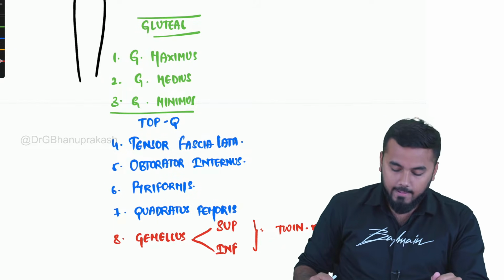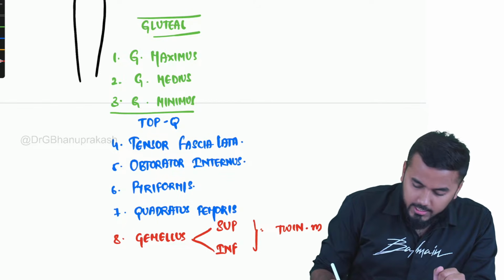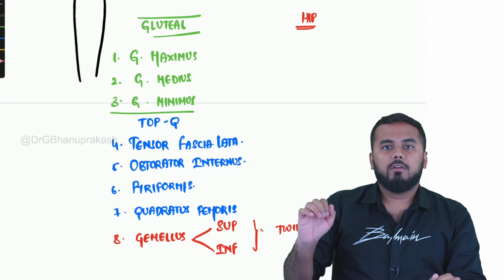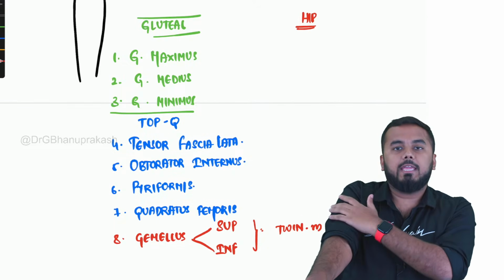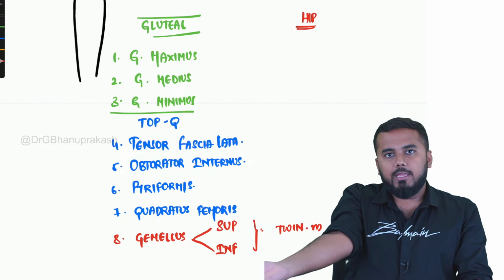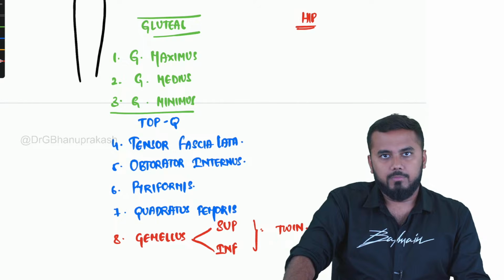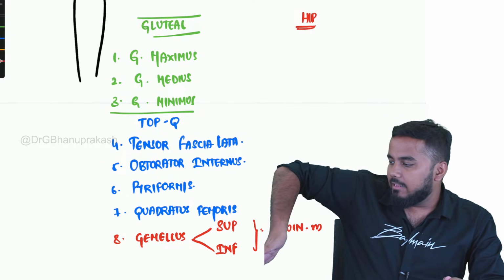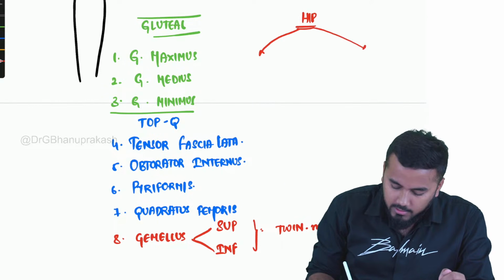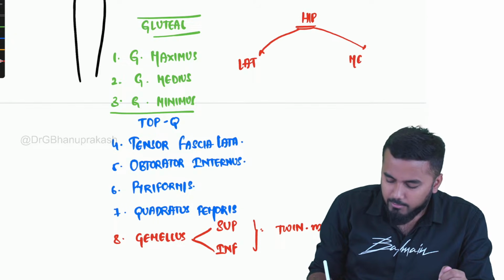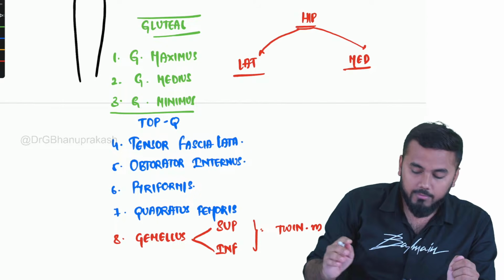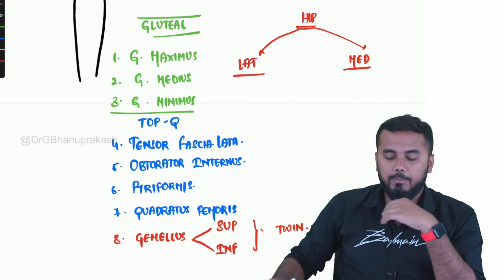Now, let us discuss a very important thing about the hip. For example, if this is my hip, I can laterally rotate my hip, I can medially rotate my hip, isn't it? So the hip I can rotate two ways. One is laterally, one is medially. Fine, but why am I telling you this? There are some muscles which perform the lateral rotation, and there are some muscles which perform the medial rotation.